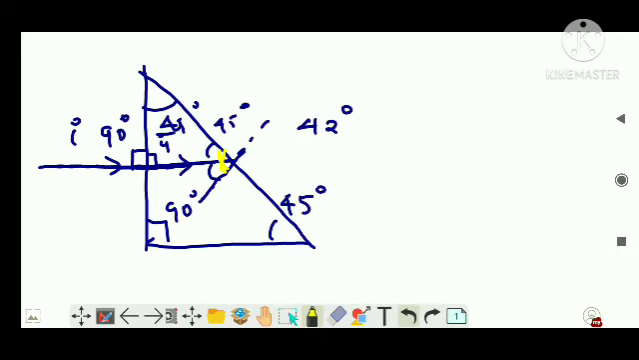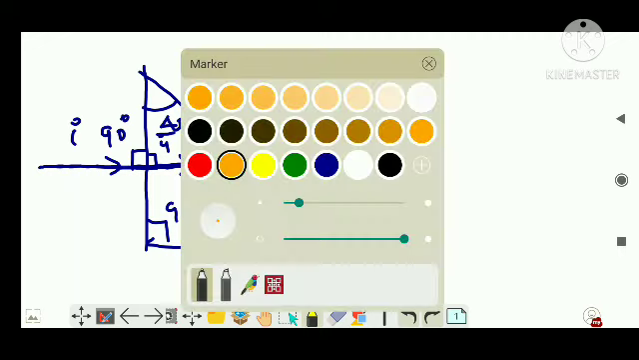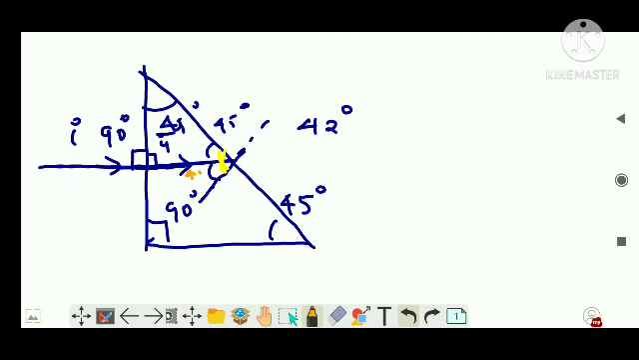This total angle is 90 degree, right? It's a normal. So this angle will also be 45 degree. This is 45 degree and this is also 45 degree. Clear? Now again, I hope you understood the 45 degree.